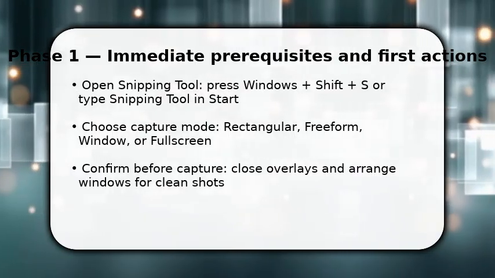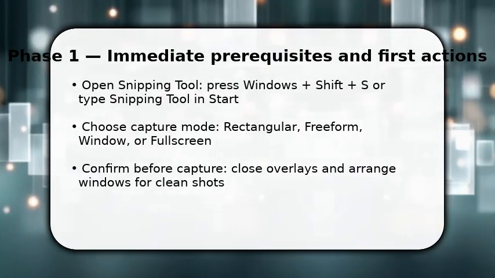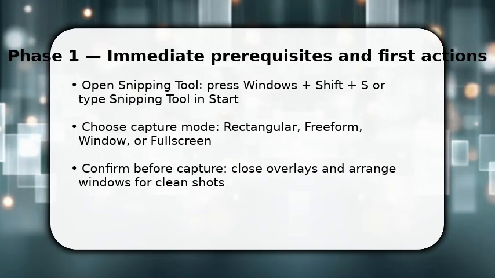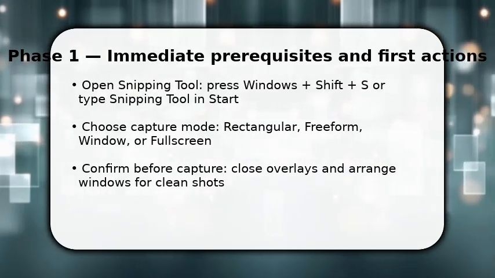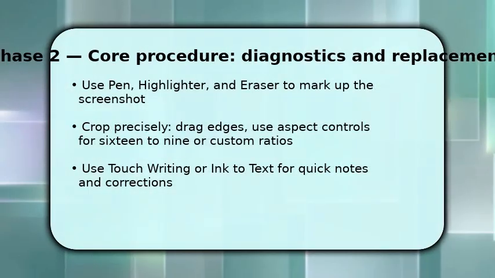The selection is copied to clipboard and opens in the Snipping Tool editor. Make sure to glance at the thumbnail in the corner so you know it's saved correctly. Now you move into the editor to refine the image.